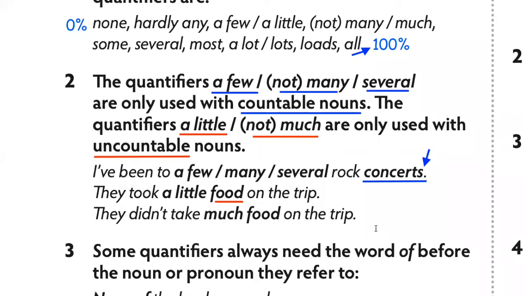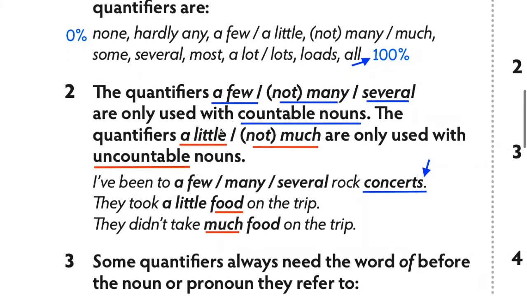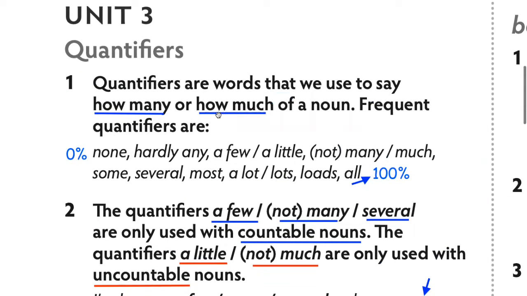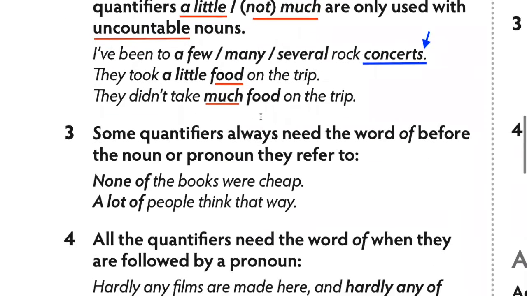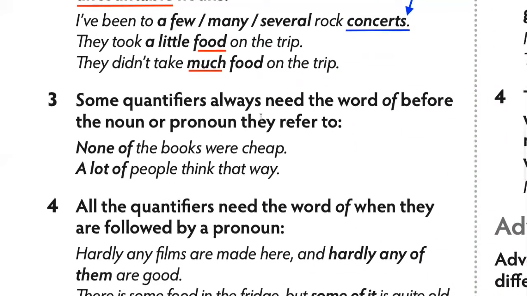And the last one? They didn't take much food on the trip. Again, much, as Anthony mentioned in number 1, is for uncountable food. Let me change the color. How much is for uncountable nouns? Wonderful. Thanks a lot. Now we go with number 3. Let's hear Denilson. Hi, teacher. Hi, Denilson. Help me out in here.